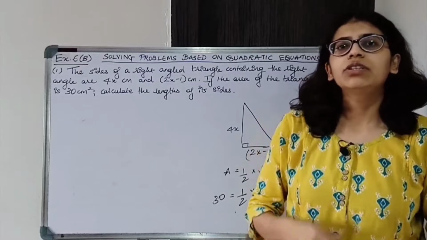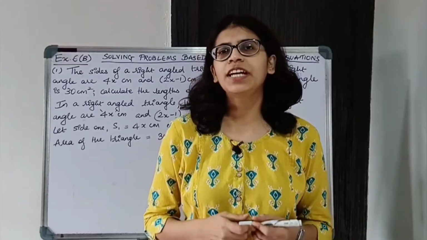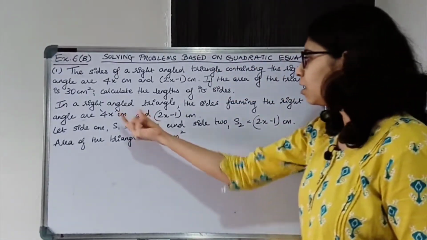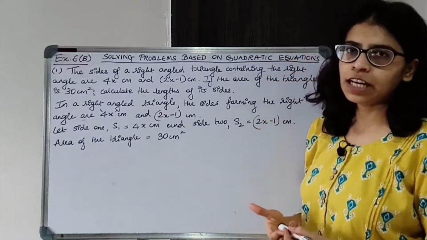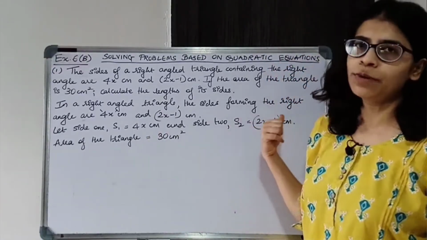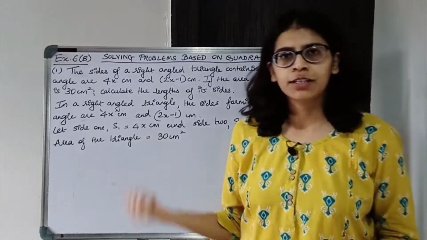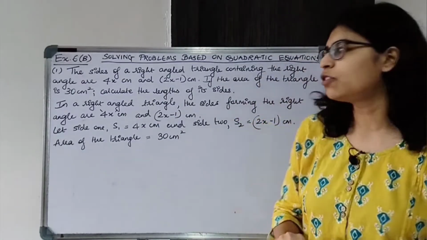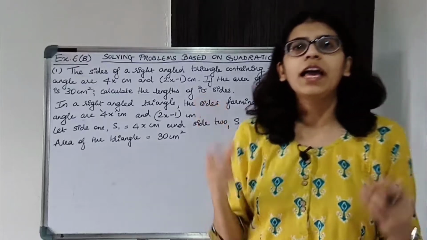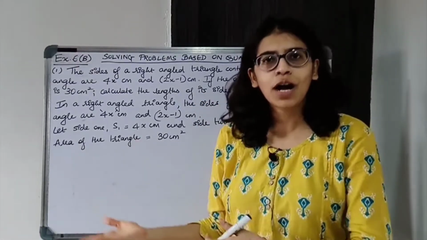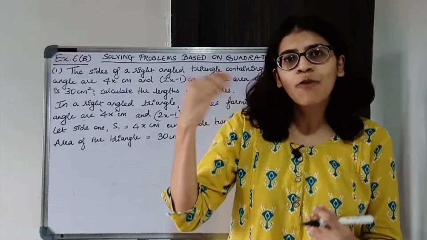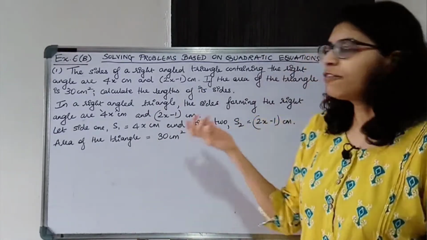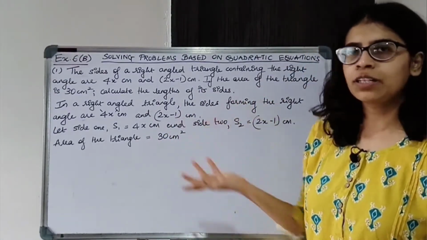Okay, so now let us write down the given in proper manner and start solving. So we have to write down a few statements. Now in the right angle triangle, the sides forming the right angle are this much, and we have assumed side 1 to be 4x and side 2 to be 2x minus 1. All right, now the area of triangle is given. We will substitute the formula now, and in that we will substitute the value of side 1 and side 2. We know the area of a right angle triangle is half into base into height, and base and height are the sides forming the right angle. So half into product of the sides forming the right angle.